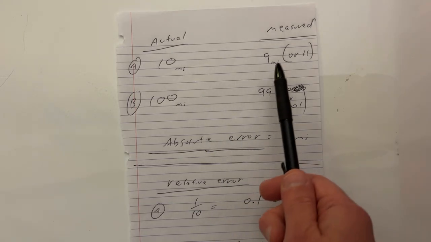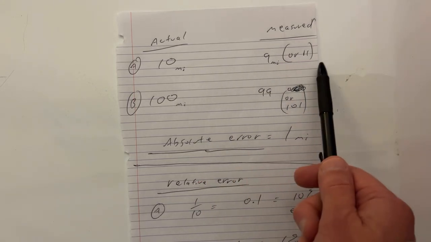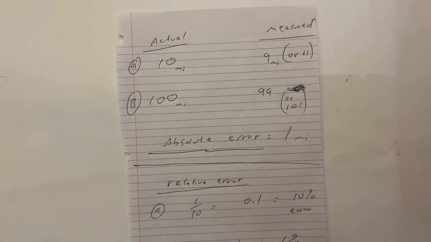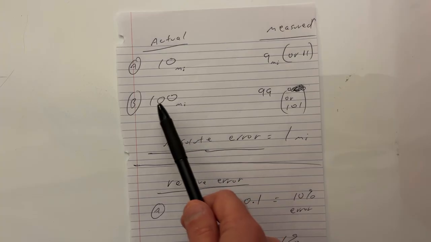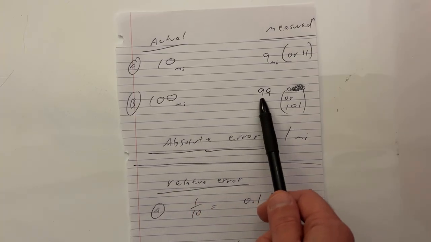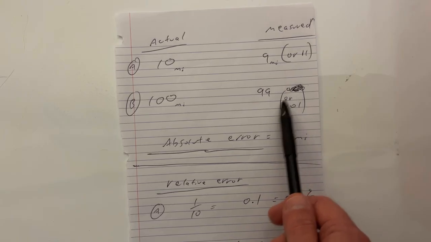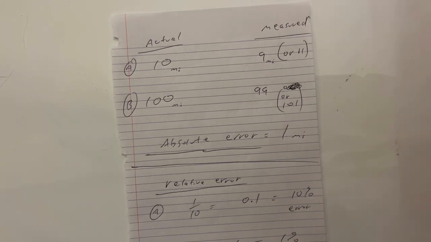But then you measure it, and your measurement for this one will actually be, say, 9 miles, or it could be 11 miles. Either way, you're off by 1 mile. And that absolute error will be the same for the 100 miles. You're supposed to measure off 100 miles, but instead you get 99, or you could get 101. Either way, you're off by 1 mile. Your absolute error is 1 mile.